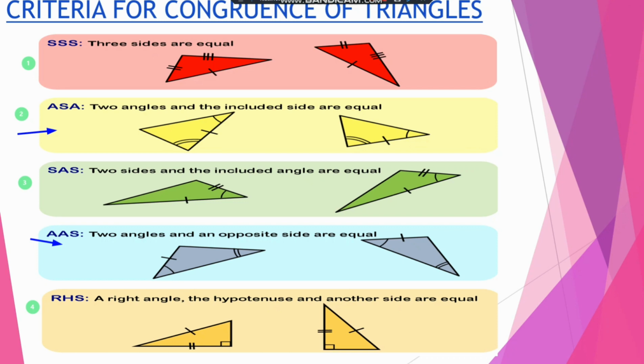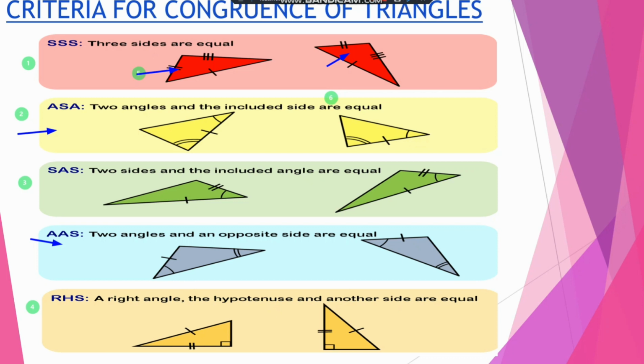Now look here, the first criteria, that is SSS. So 3 sides of one triangle are equal to the corresponding sides of the other. Here you can see single dash, double dash, triple dash. So this triangle is corresponding to this because these two triangles have the corresponding sides equal.